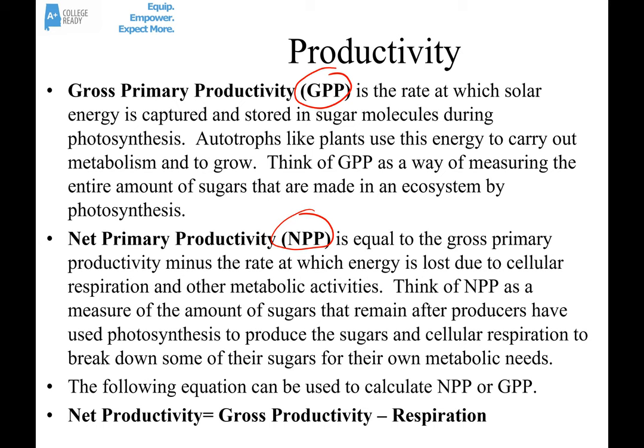Net primary productivity, on the other hand, NPP, is equal to the gross primary productivity minus the rate at which energy is lost due to things like cell respiration and other metabolic activities. Think of NPP as a measure of the amount of sugars that remain after the producers have used photosynthesis to produce the sugars and cell respiration to break down some of them for their own needs, for their own metabolism. So we've got an equation that allows us to calculate NPP and GPP. Net primary productivity is equal to the gross primary productivity, which remember is a measure of photosynthesis, minus cell respiration.